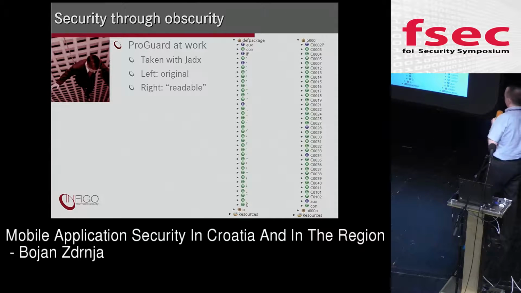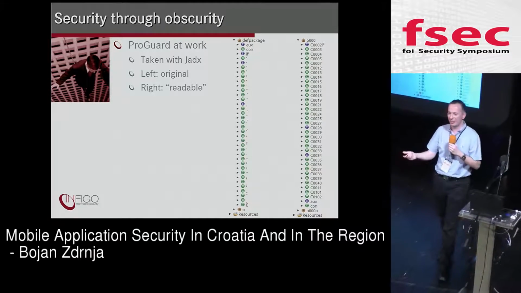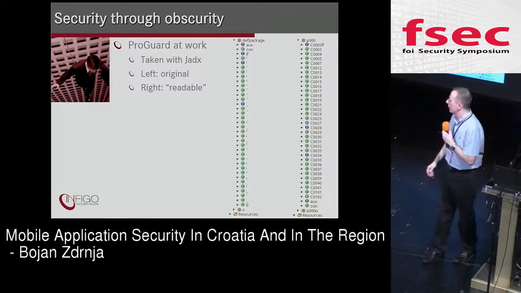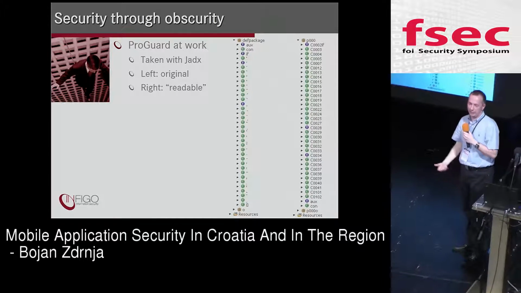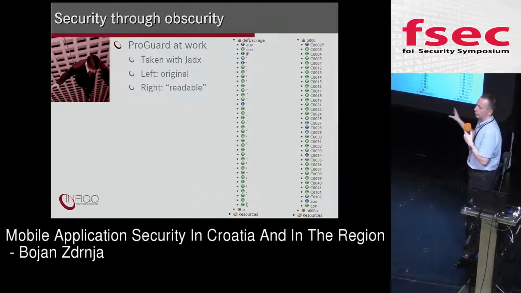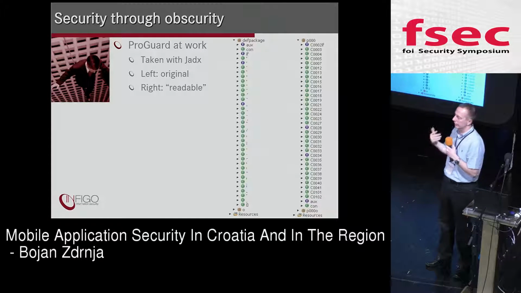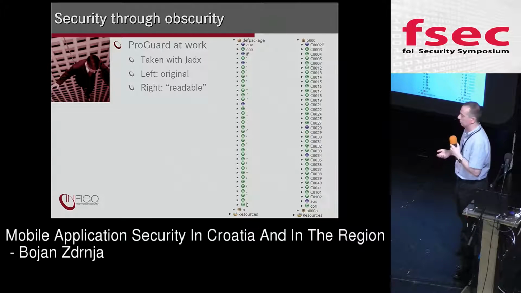The other thing that we see a lot, obviously, and which is good, although security through obscurity is generally not good, but it's not too bad here, is that applications get obfuscated. Now, this is something that we normally recommend. Obviously, you won't do anything to secure your application with this. You will just make the analysis process much more complex and time-consuming, which is okay.